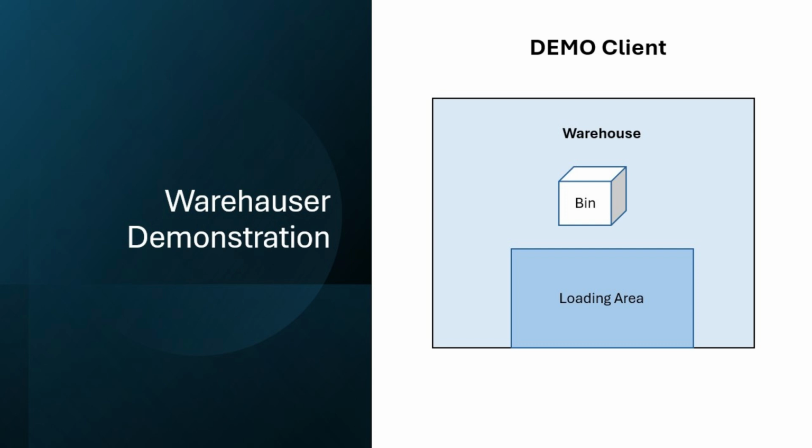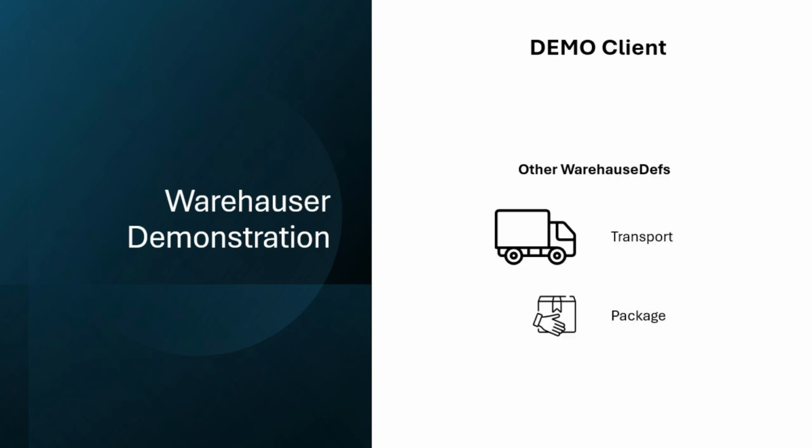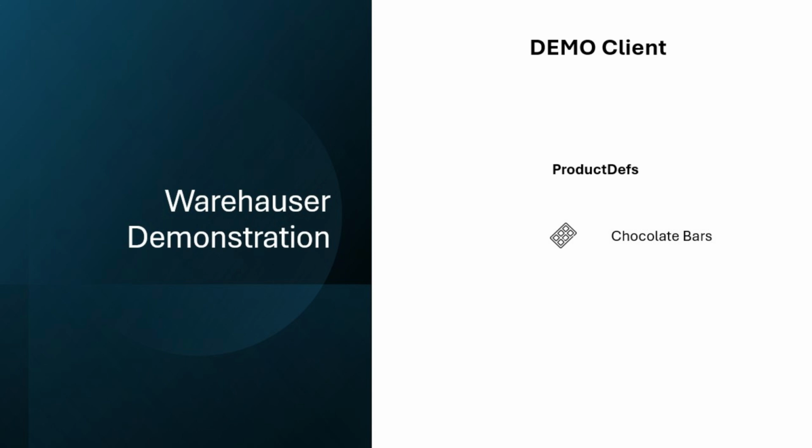Now imagine you are at the demo client's warehouse and you identify a number of different container types, or as we call them, warehouse defs. You see a warehouse building, and in that warehouse you see a loading area and a bin. You are also told that from time to time, transport vehicles come and go to and from the loading area to deliver and pick up packages. And Demo, being the world's leading chocolate distributor, deals exclusively with chocolate bars.